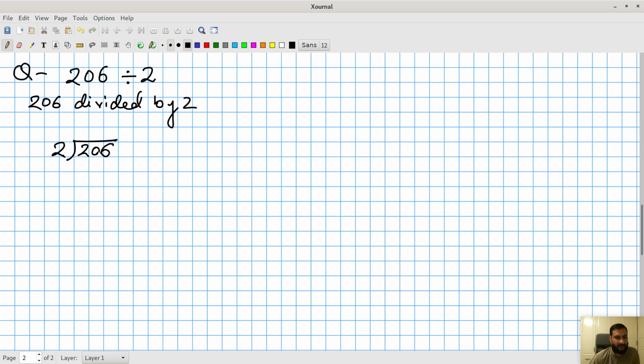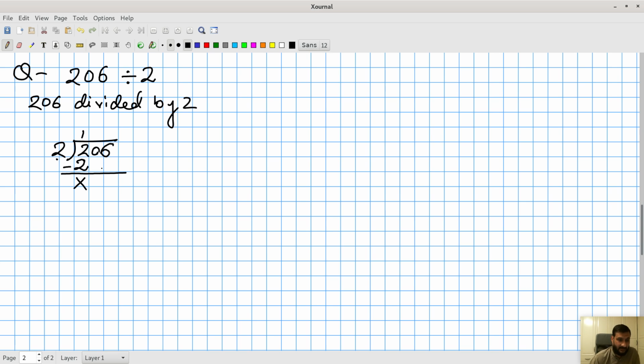Your 0 should not look like 6 and your 6 should not look like a 0. 206 divided by 2. Okay, so we check first digit and they are equal, so that means we can always get it in the first time, which is 2 1s are 2. Notice the alignment. Notice what I am subtracting. I'm just subtracting this 2 from this 2. So 2 minus 2 is 0 or nothing left.